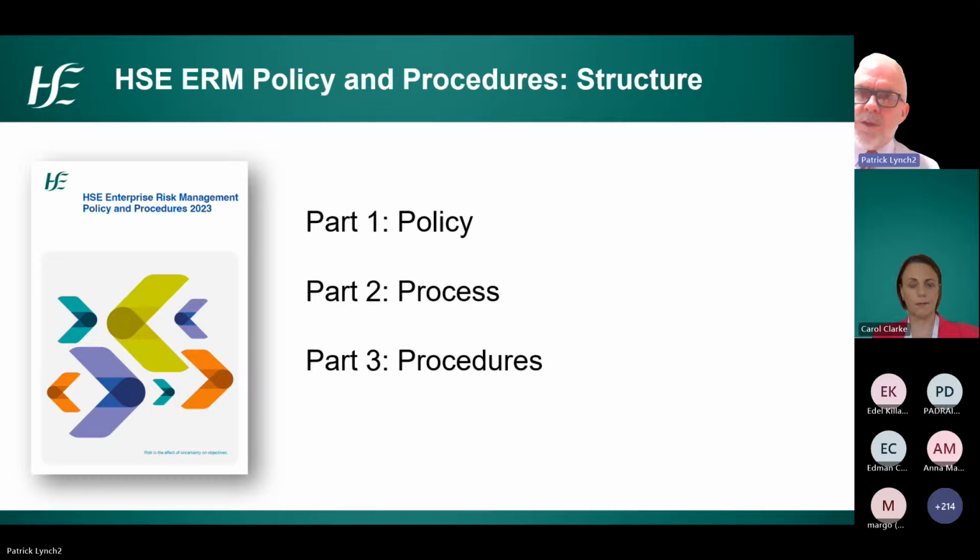So when you look at the policy, and I assume many of you will have read it already, the policy is structured into three parts. The policy section establishes the principles of ERM, including key definitions and roles and responsibilities of key stakeholders. The process section outlines the steps involved in managing risk, including how we identify, reduce, measure, and communicate risk. The procedures section then provides more practical detail in relation to each of the steps in the process, as well as tools that will support us in this work.